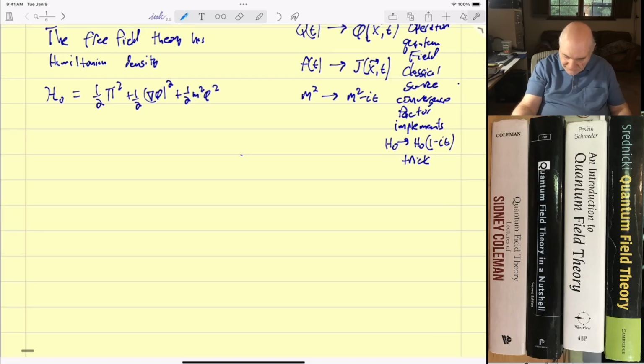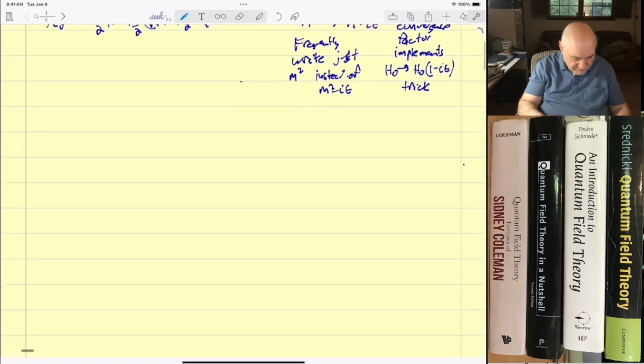We'll also frequently write just m squared instead of m squared minus i epsilon till we need it. When we need it, it will be there.